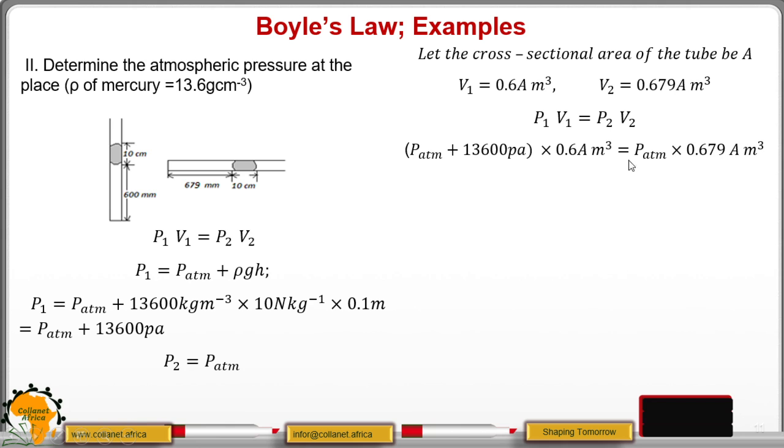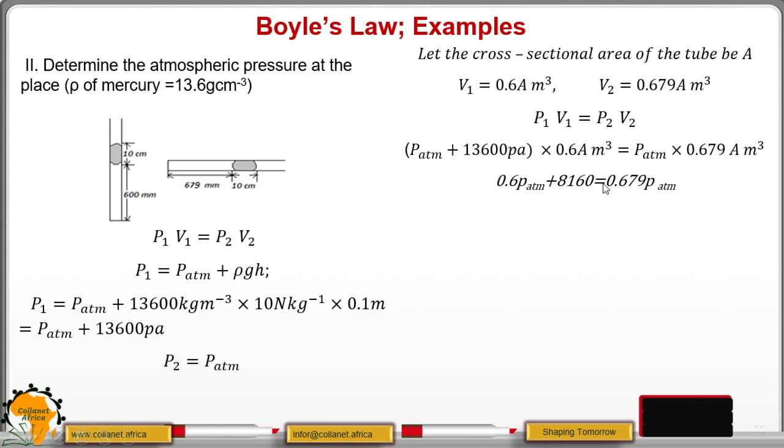Now because A is common, we can cancel out A. Then from there we open the brackets. It will be 0.6 times atmospheric pressure. You get 0.6 multiplied by P. Then this one multiplied by this, that is 0.6 times that is 600. You get that it is 8,160. Then we have 0.679 multiplied by P. You get that as the value.